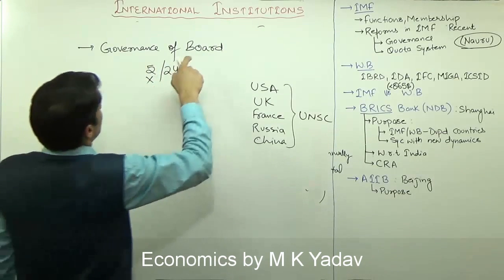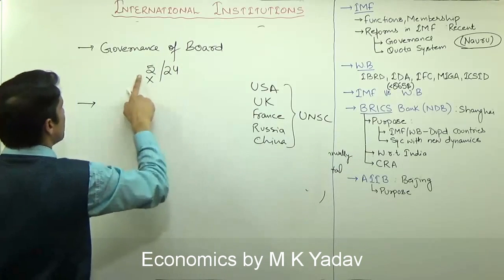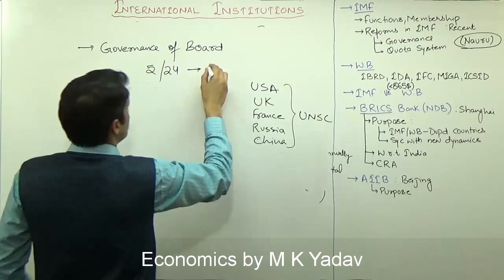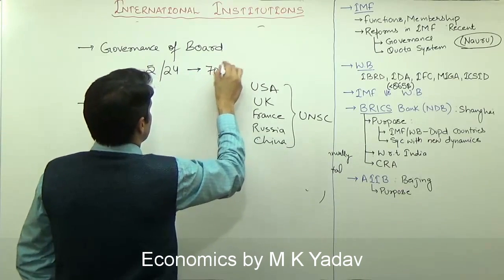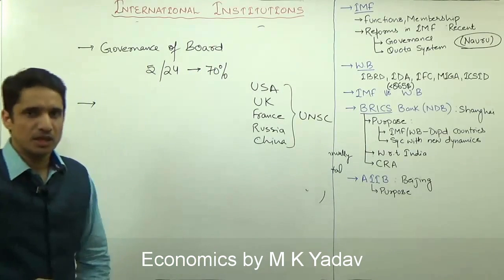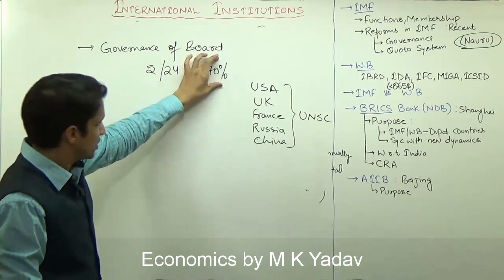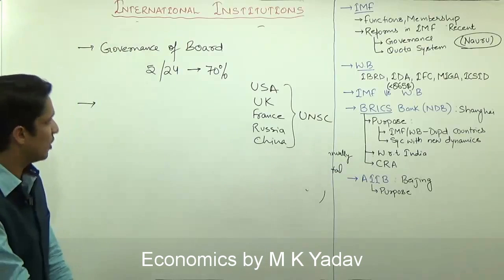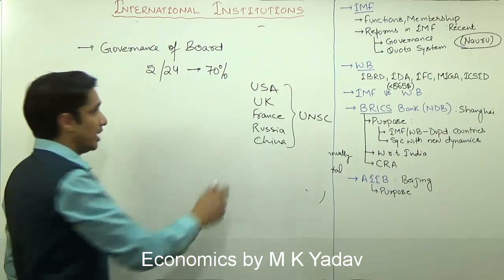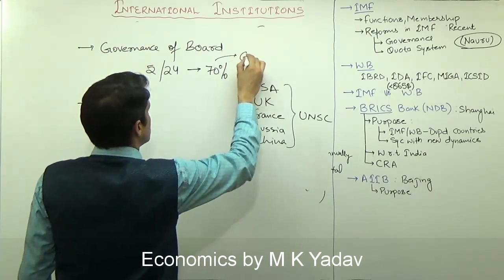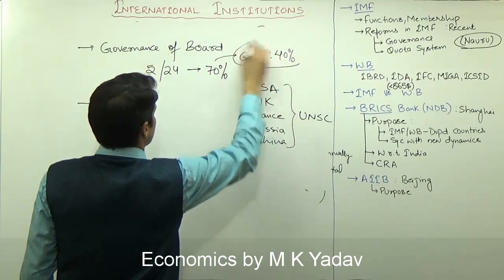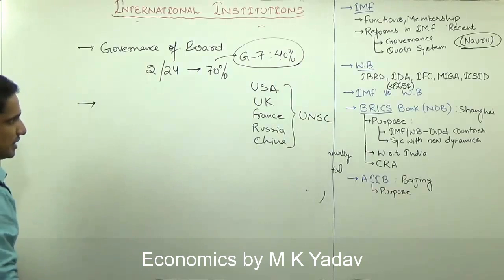But the thing is, if you want to change the way those 5 members are nominated, you need 70% of the voting rights. If 70% of the voting of the IMF decides that you need reforms in the governance, then only it can be done. And the G7 countries alone have 40% voting rights. But anyways, this has been accepted recently.